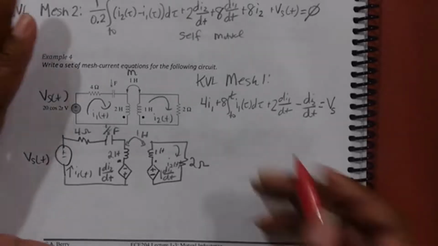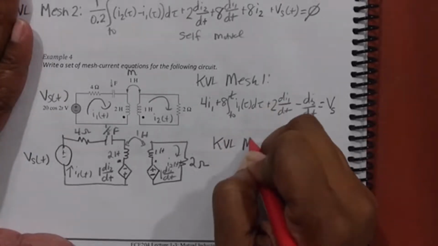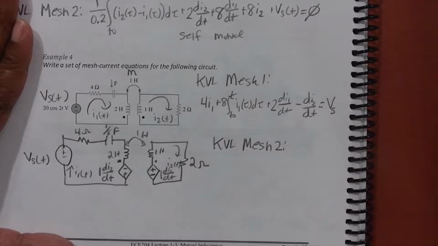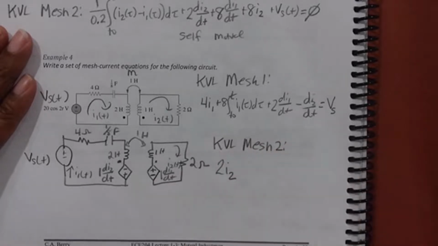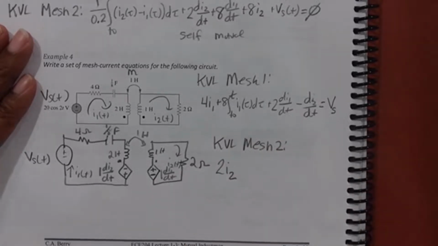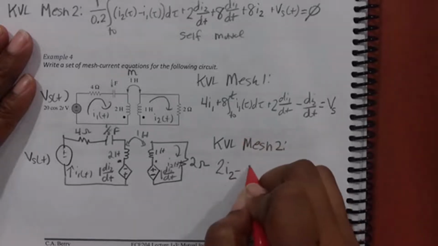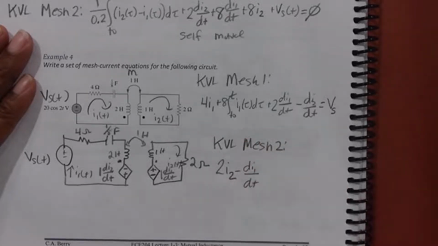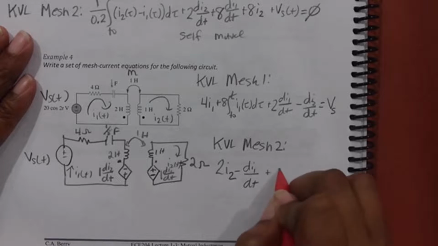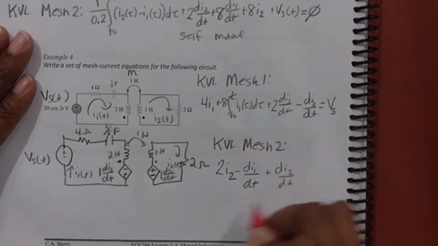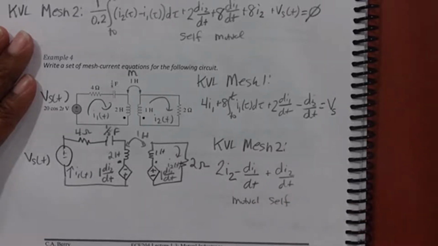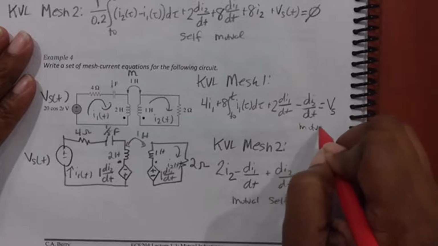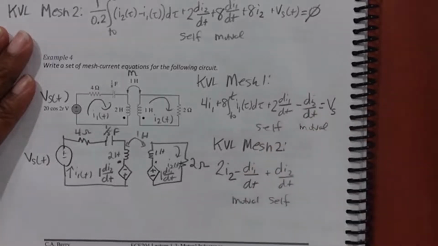Okay, KVL at mesh 2. I'm going to start with the 2 again. So it's going to be 2 I2 minus di1 dt plus the self-induced voltage di2 dt. Okay, so once again, this is the mutual and this is the self. Up here, this is the mutual and this is the self.